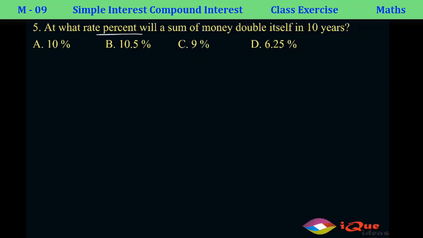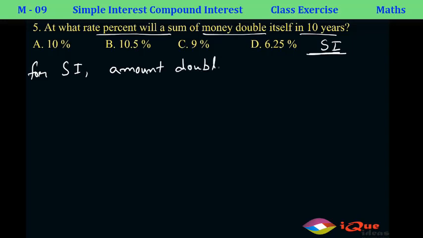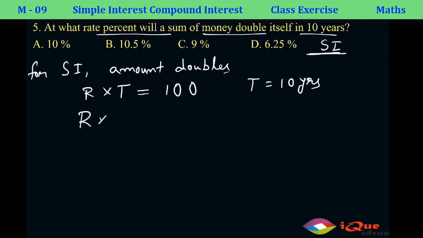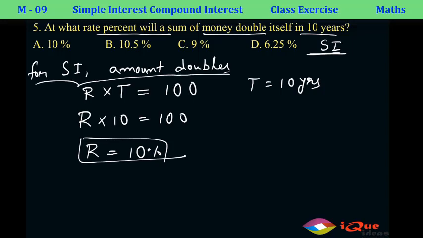Now this question says at what rate percent will a sum of money double itself in 10 years? Nothing is mentioned about the type of interest, so we'll assume by default simple interest, right? And for this we have done it in theory that for simple interest, in the cases in which the amount doubles, we can directly apply R into T equal to 100. Here T is given as 10 years. So straight away, we can say that R into 10 is equal to 100. So basically R is equal to 10%. Right? So we can directly apply this rule for simple interest amount doubling. R into T is equal to 100. We don't have to think anything else.